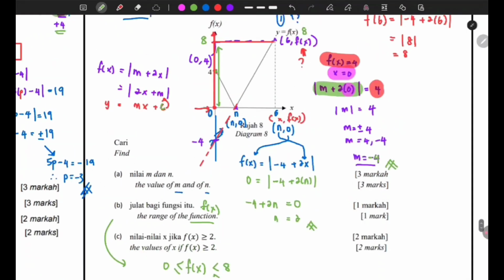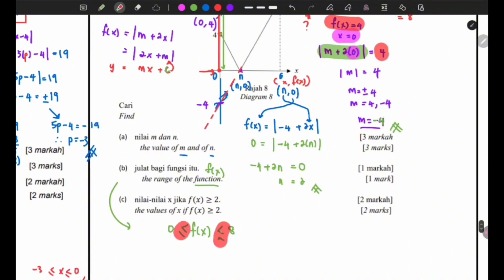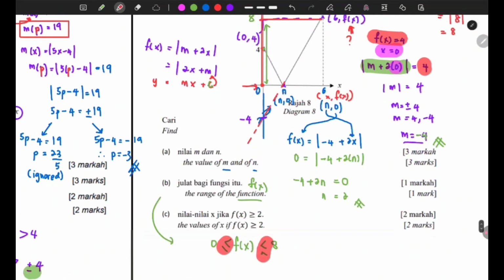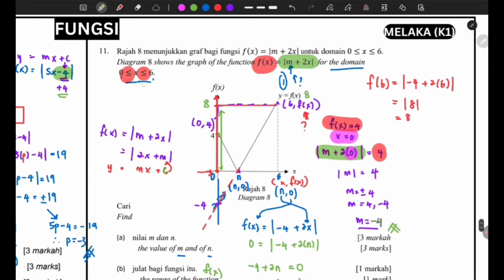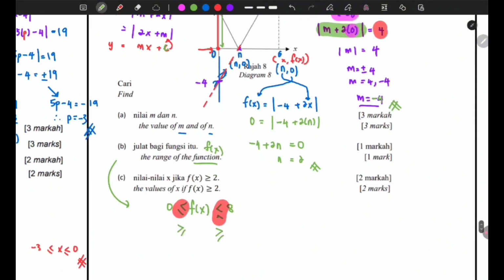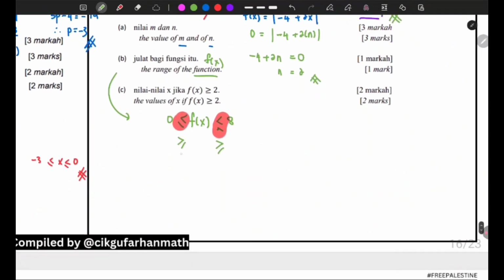Zero to 8. Just exactly follow the arrow. Usually the question will give you, follow the domain one. If they put it this way, then you also put it this way. If they put just an arrow without the equal, then you also do the same thing, arrow without the equal. Follow the question, that one is fixed. So the range is quite easy, that's why there's no working, it's just 1 mark.